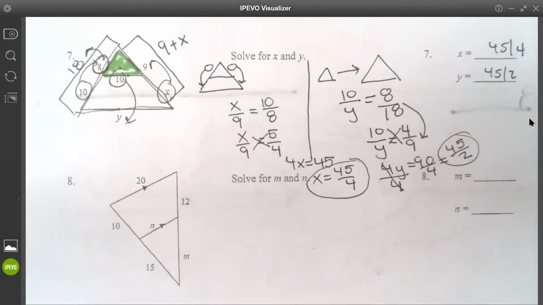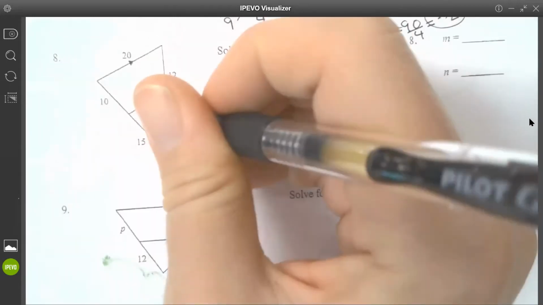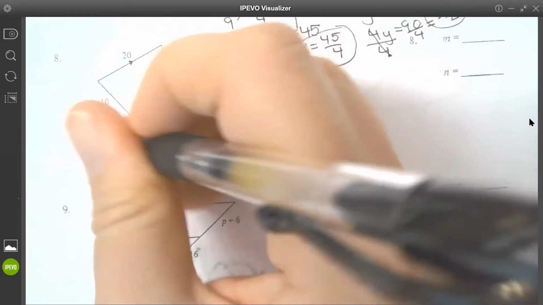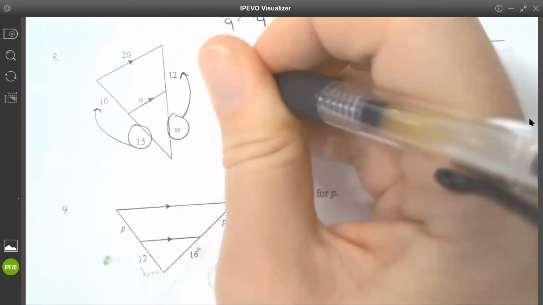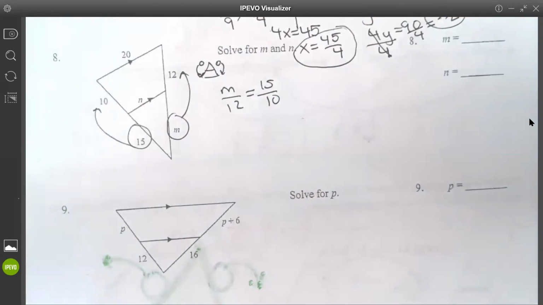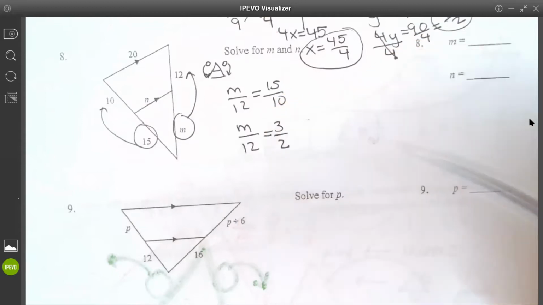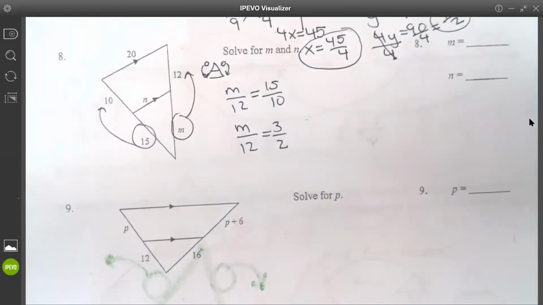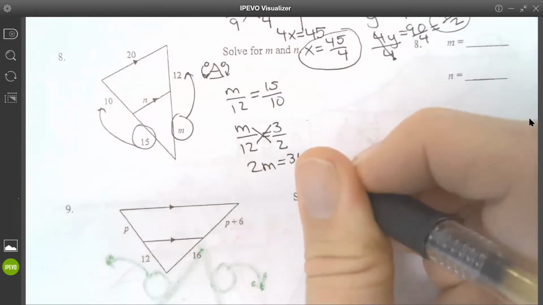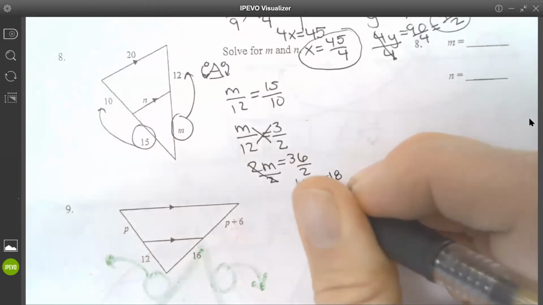Okay. Same idea on 8. If I wanted to solve for m, probably easiest to say that m to 12 is equal to what? 15 to 10. That's going side to side there. That's using the new idea. Don't have to use that. Could have gone small triangle to big triangle, but it's a little bit faster, especially if m was all we were trying to solve. I reduced 15/10, 2m equals 36. Half of 36 is 18.